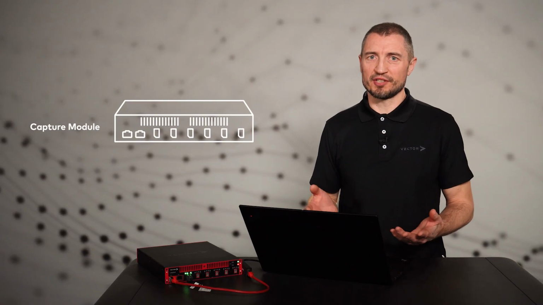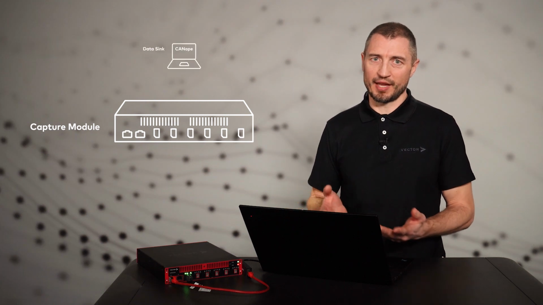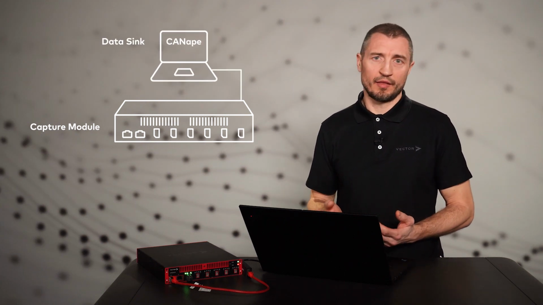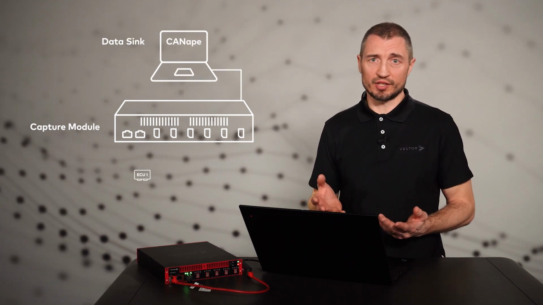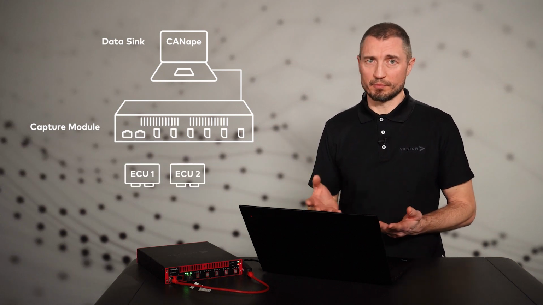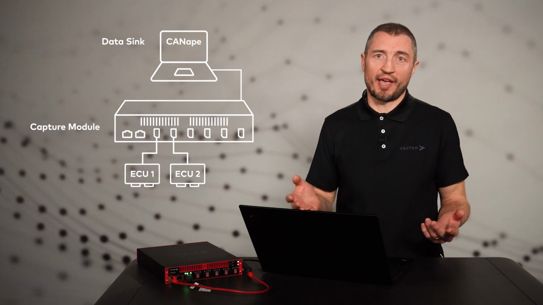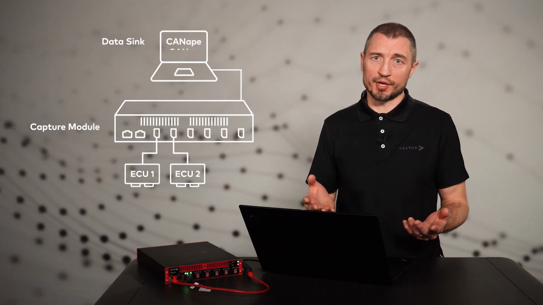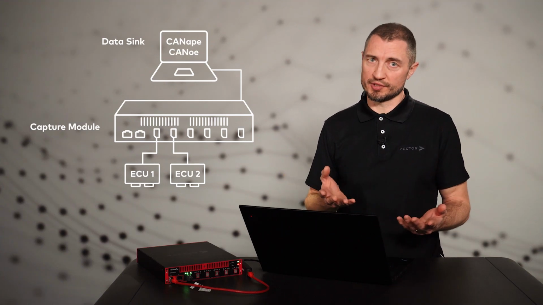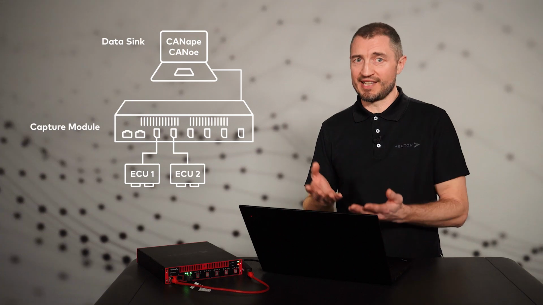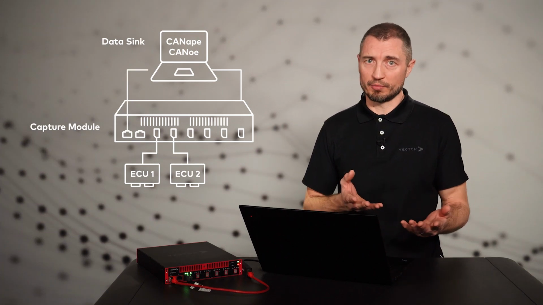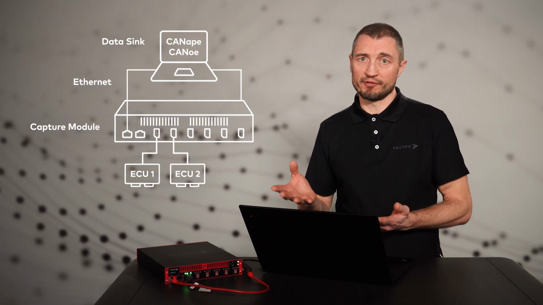In this demonstration, the VN5650 interface serves as the capture module and CANape as the data sink. The goal is to demonstrate Ethernet communication between two ECUs, plugged into Ethernet ports 1 and 2. Since I don't have any real ECUs, we are using GNU to create virtual ones. The capture module will send measurement data to the CANape laptop via Ethernet cable in form of CMP packets. Now let's create our first CMP-based project.